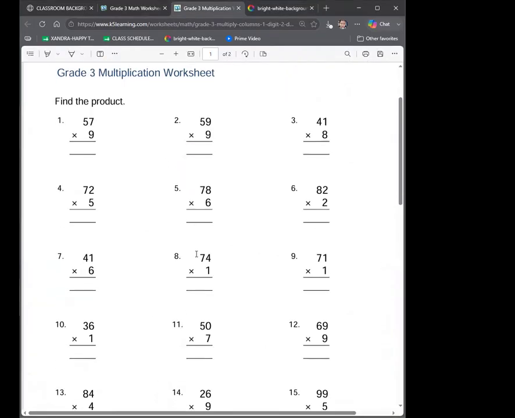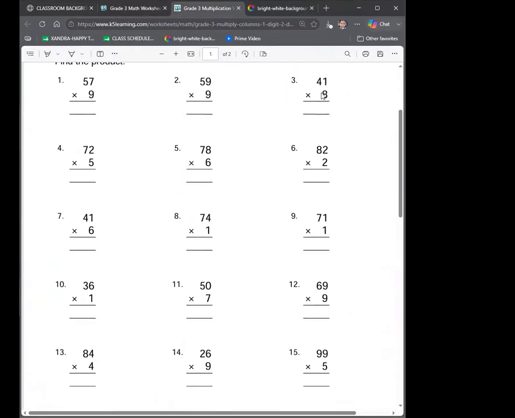You need to find the product. Okay, so this will be a challenge. So what you're going to do is you need to focus and multiply. Okay, so number 1, please read the expression. Okay, 57 times 9. So the first thing that you're going to do is multiply 7 times 9.